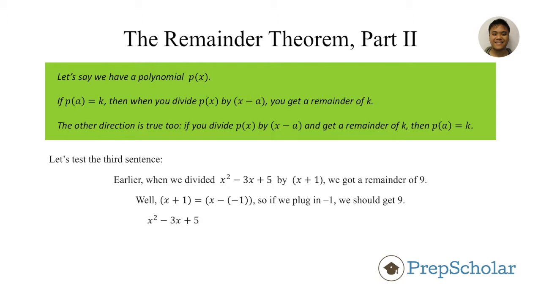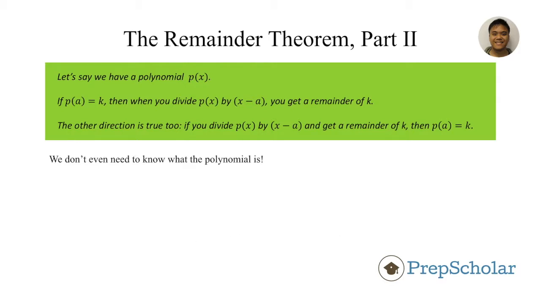So let's try that. X squared minus 3x plus 5. When we plug in negative 1 into x, we get negative 1 squared minus 3 times negative 1 plus 5, which gives us 1 plus 3 plus 5, which gives us 9. And that's just what the theorem said.